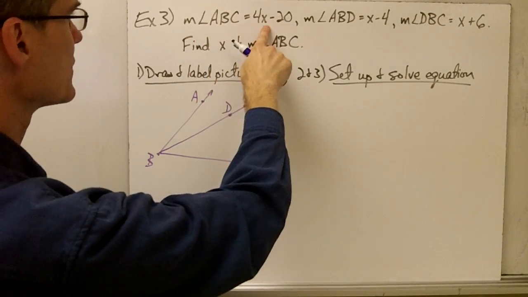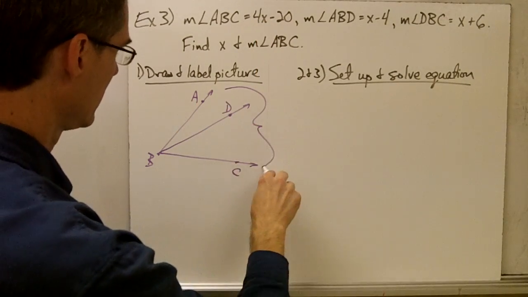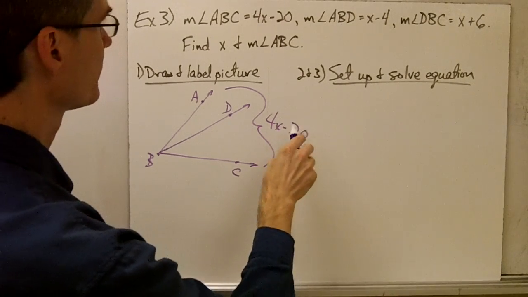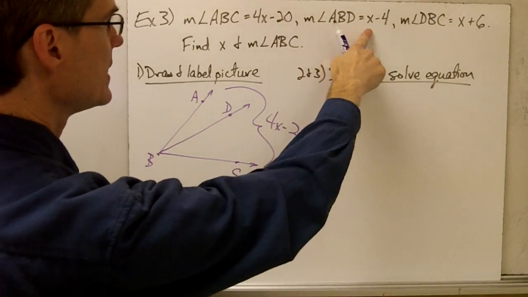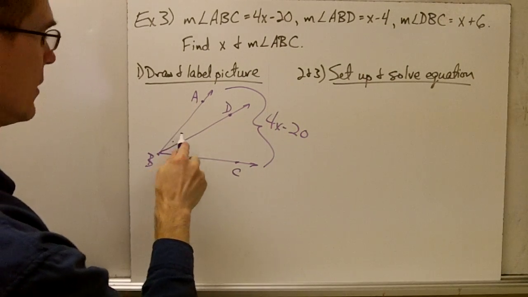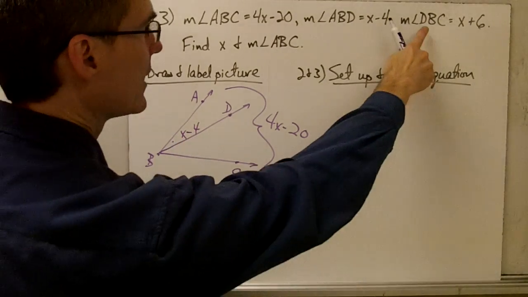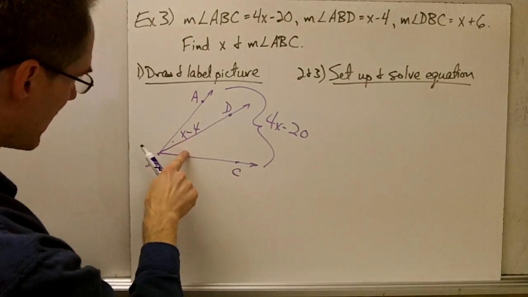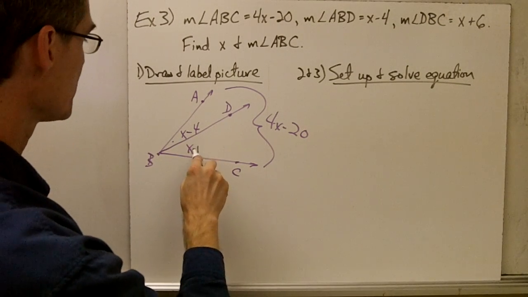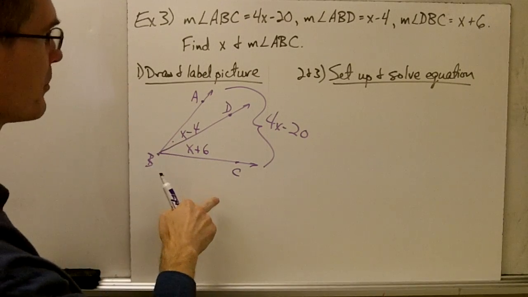Let me label it with my algebraic expressions. Angle ABC is 4x minus 20. ABC is my big angle, so let me label that 4x minus 20. Angle ABD is x minus 4. ABD is this angle here, so that's x minus 4. And angle DBC, which is this bottom angle here, is x plus 6. Okay, so now I've drawn my picture and labeled my picture.